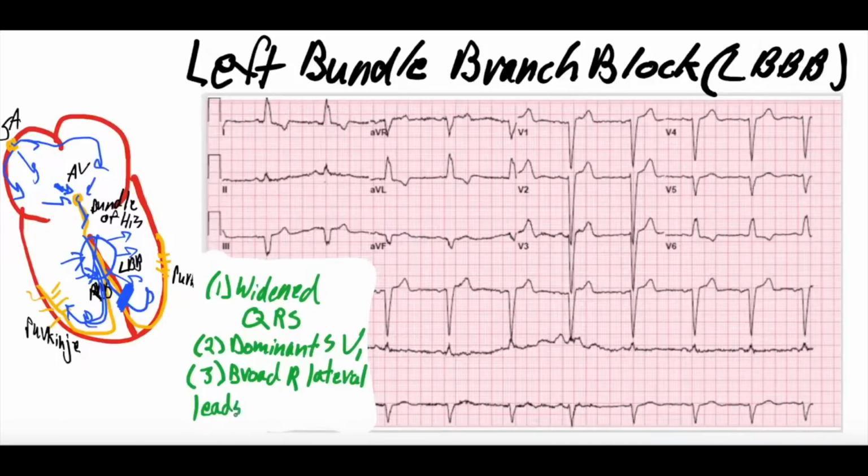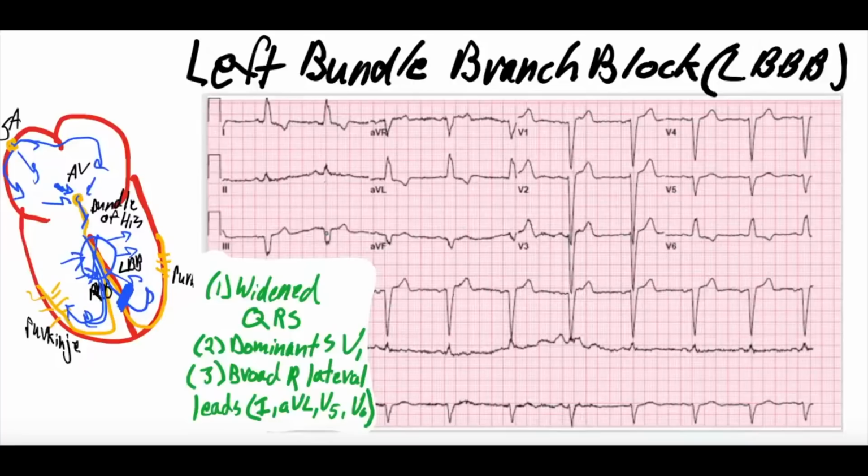And lateral leads, we're talking about what? Think about it for a minute. If you have questions on where all the leads sit, I can link another video in the top right corner that will go over all the leads, limb leads, and precordial leads. Your lateral leads, though, are going to be 1, AVL, V5, V6.